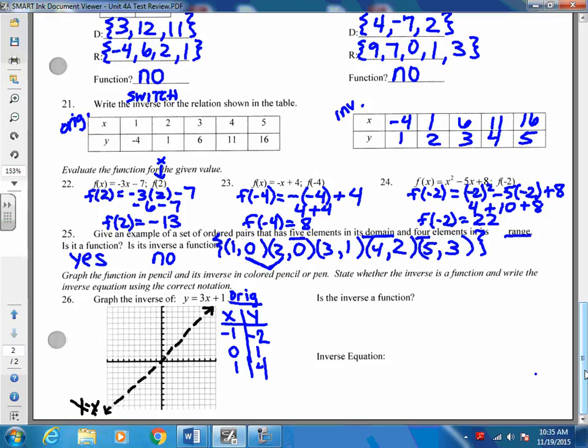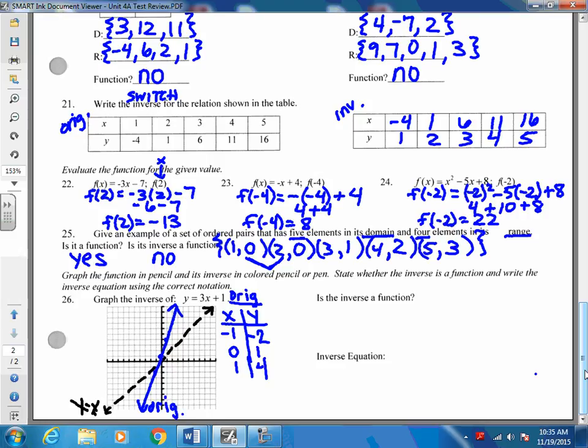So now graph them. And if you're using color pencils, this will be one of your colors. And then the other one will go for your inverse. So -1, -2. 0, +1, and +1, 4. Let's be right here. Take your straight edge and connect it solidly. Put your arrows at the end and label that your original.